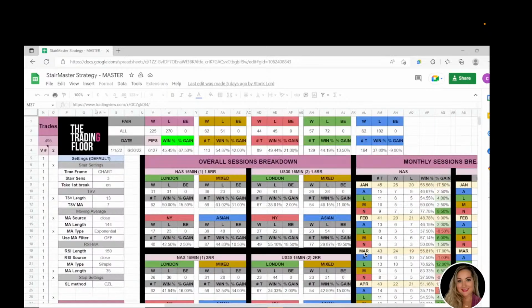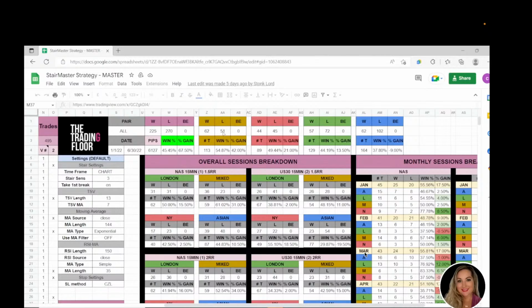At the top, we have the sessions broken down individually to make it a little easier for you to see. But again, it doesn't look that great for Asian. This is the blue over here. Negative 9%. That doesn't really help the overall percentage gain. The win rate's pretty low. London is okay. New York is decent and mixed looks really good.